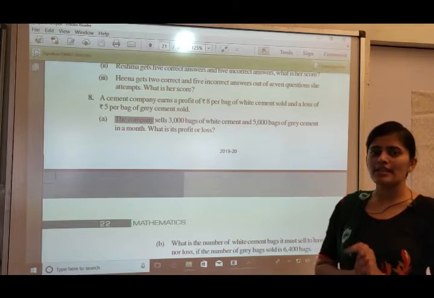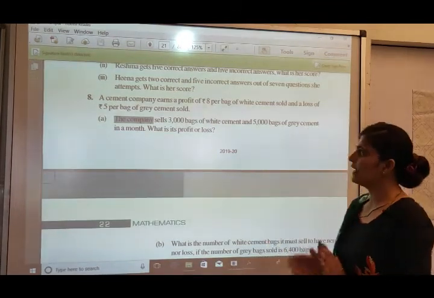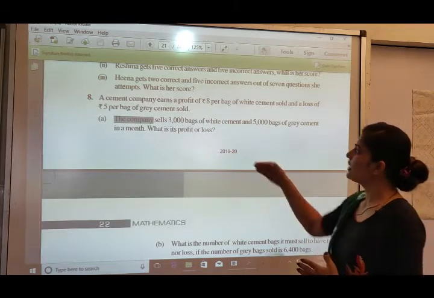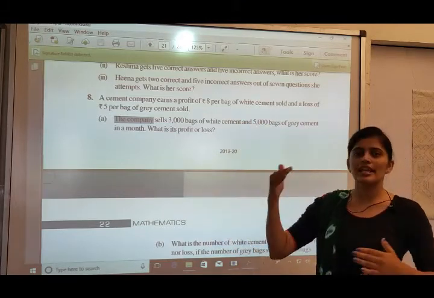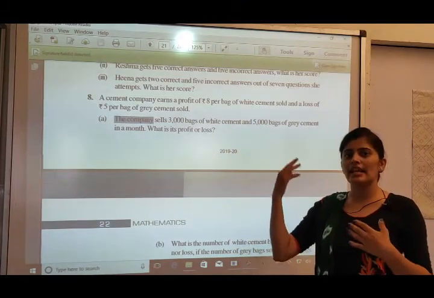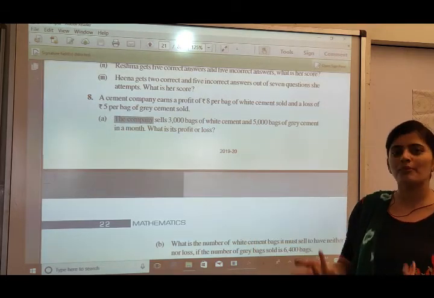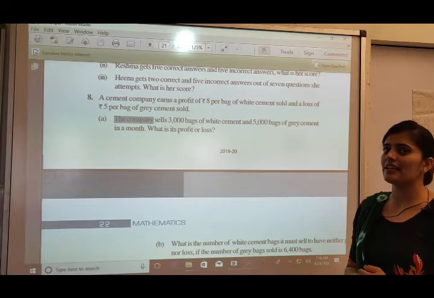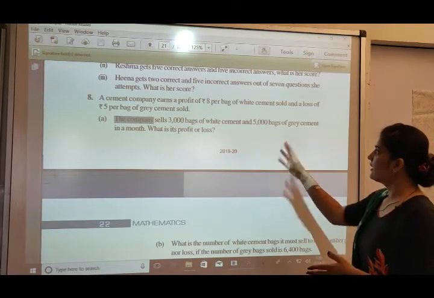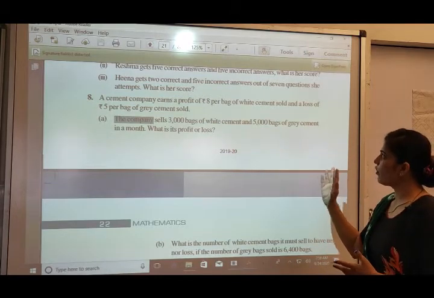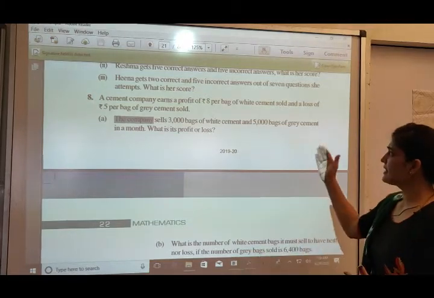Here some number of bags is given: white cement bags are 3000 and that much they are selling. Whenever they sell a white cement bag, they get rupees 8 per bag. Means if one bag is sold they get rupees 8. Then if they sell 3000 bags, how many rupees will they get? Simple, we have to multiply 3000 by 8. And another thing is given, 5000 bags of grey cement in a month. Now 5000 bags they are selling.